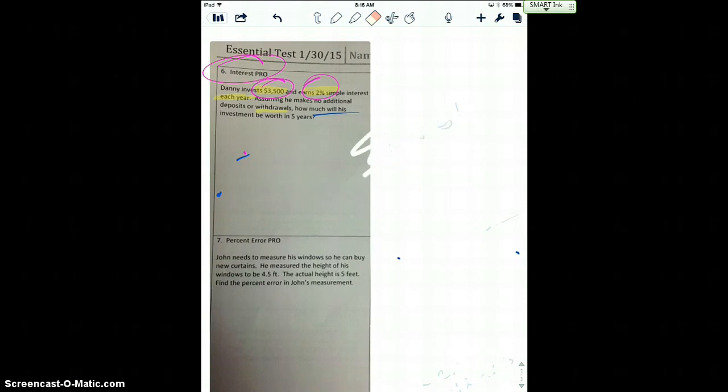So percent error, last problem that we practiced on right before the test. Percent error is just like percent of change. So you have someone guessing a measurement. He measured the height of his windows to be 4.5 feet. The actual measurement is 5 feet. Okay, he was off. Find the percent error.